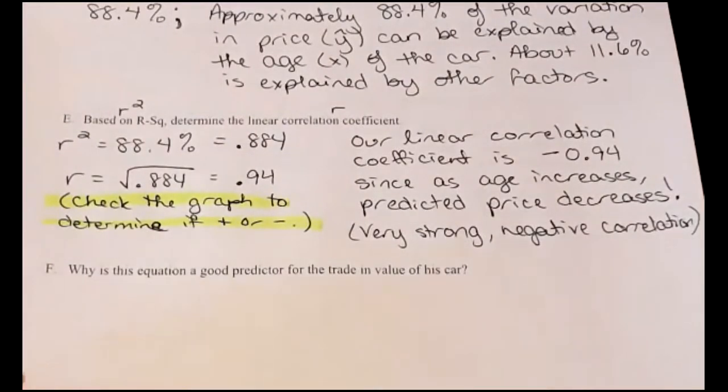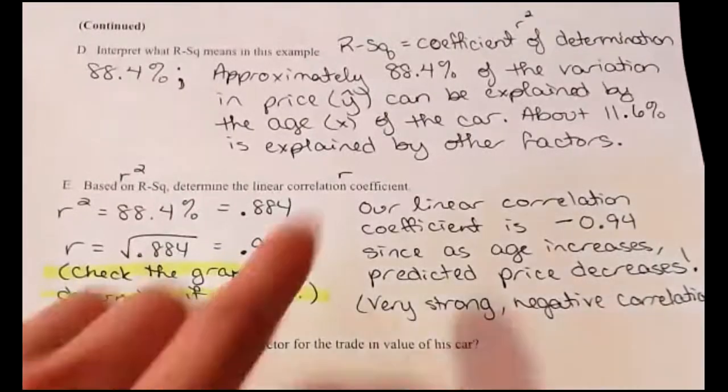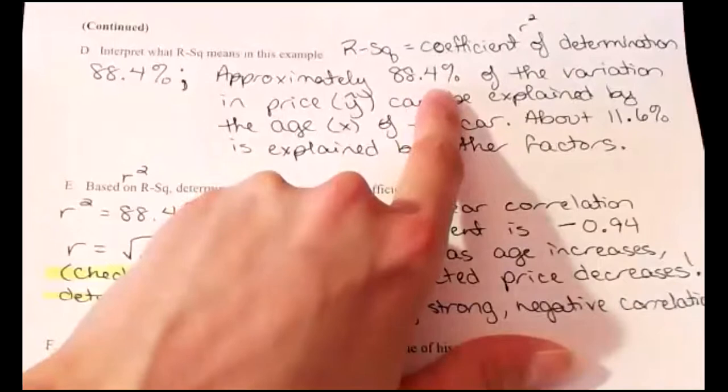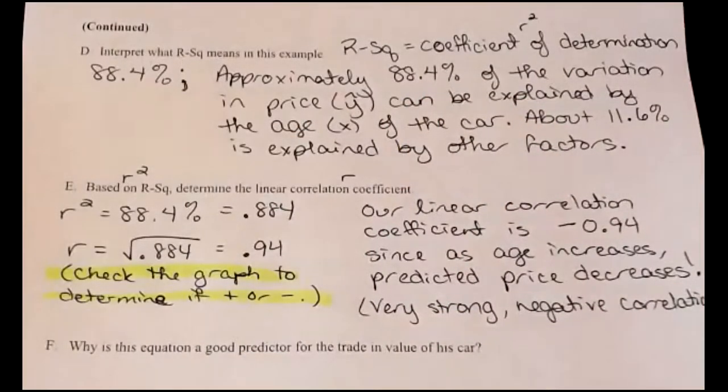I have a quick question. How'd you get the 11.6? Oh, let's see, right up here. What we did was, because 88.4% of the variation in price can be explained by age, you say, well, what percentage is left out of 100? So if 88.4 is explained, then 11.6 is explained by other factors outside of the age. Thank you. You're very welcome.